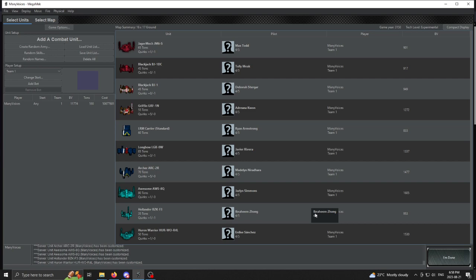Today I wanted to talk about different design philosophies for long-range support units. As you can see, I've color-coded the different archetypes of these units. So when we're talking about a long-range support unit, we're talking about something that has dedicated a large amount of its tonnage to long-range weapons.